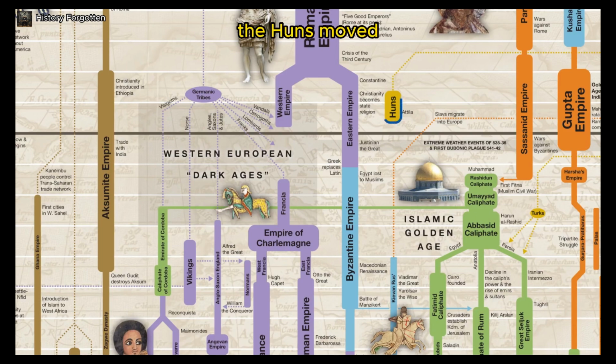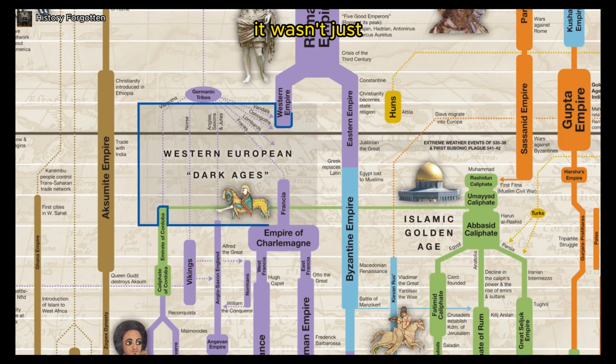For example, the Huns moved into Europe from the east, and this pushed several Germanic tribes south, bringing them into conflict with Rome. Eventually, it was these Germanic tribes, known to the Romans as barbarians, who caused the fall of the Western Empire and plunged Europe into the so-called Dark Ages. But it wasn't just barbarians that caused trouble.